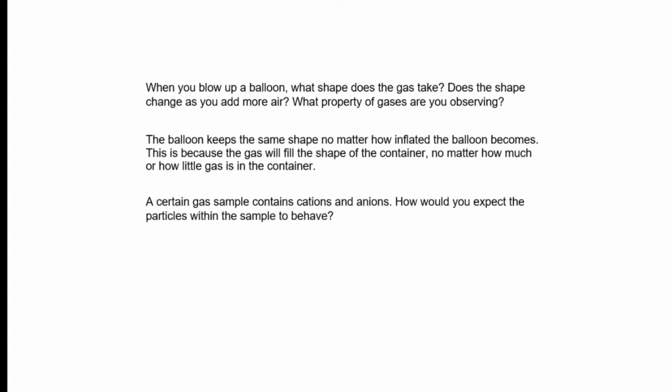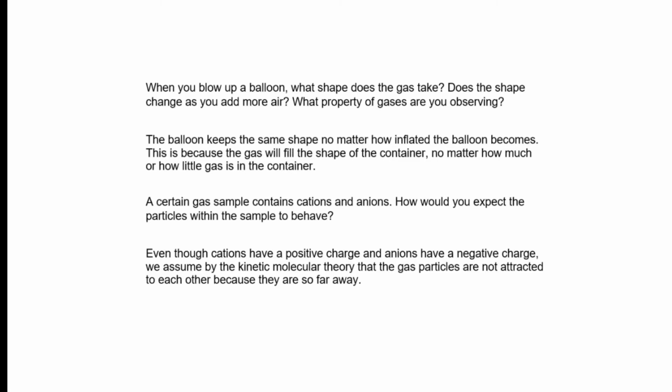My next question reads, a certain gas sample contains cations and anions. How would you expect the particles within the sample to behave? Well, remember, cations have a positive charge and anions have a negative charge. We would expect those two charges to attract. However, due to the kinetic molecular theory of gases, these particles ought to be so far apart that they do not experience any attraction at all. So they would behave as if they had no charge.